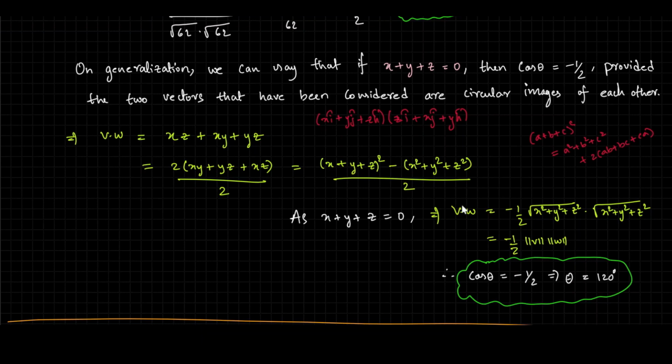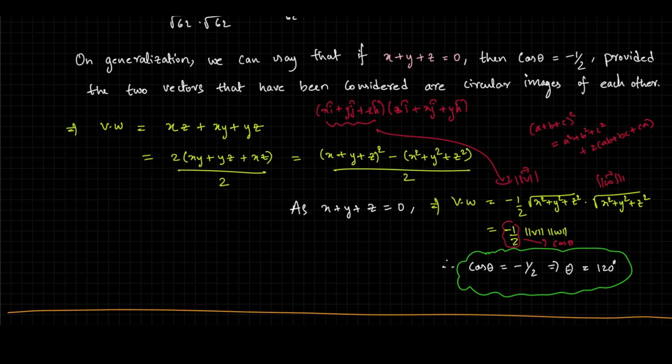So the dot product of v vector and w vector will be equal to minus half of, so this x square plus y square plus z square can be written as root over x square plus y square plus z square into root over x square plus y square plus z square. Fine. And now this is actually the magnitude of v vector, and this is the magnitude of w vector, so you can write this, and if that is the case, this can be replaced by cos theta, and cos theta is equal to minus half, so theta is equal to 120. So this is how you generalized your conclusion.